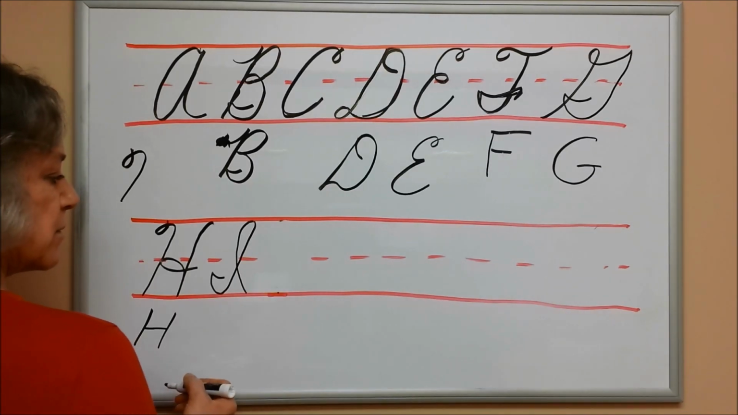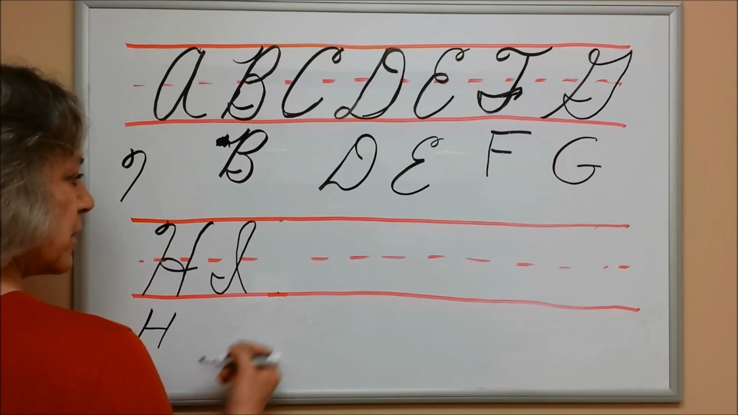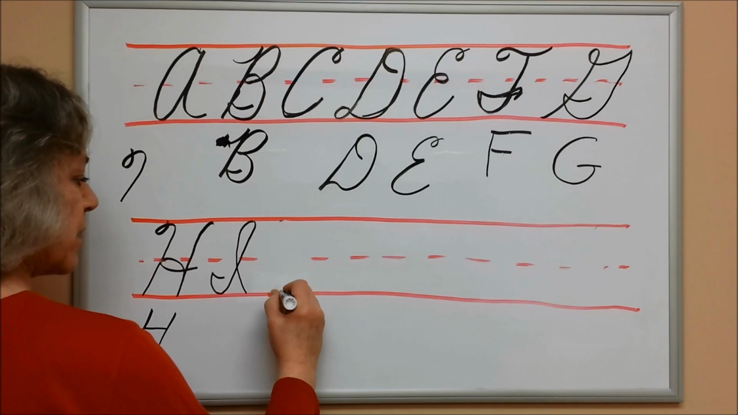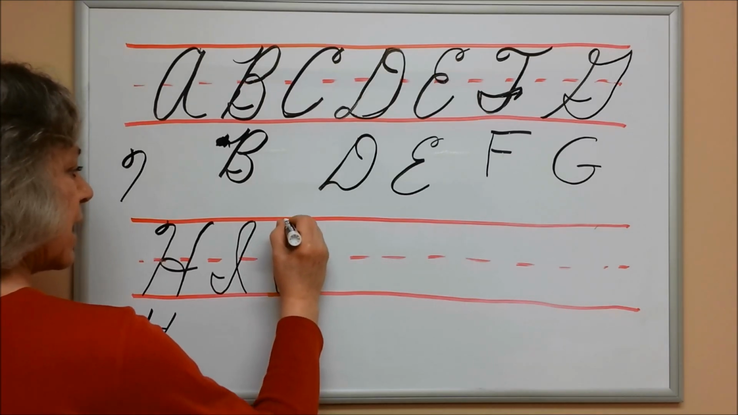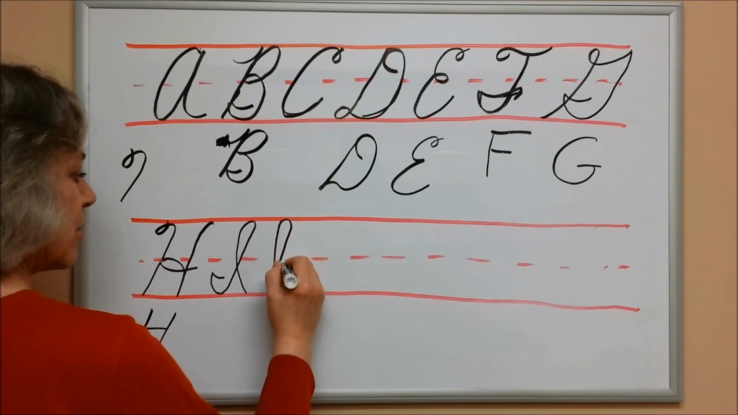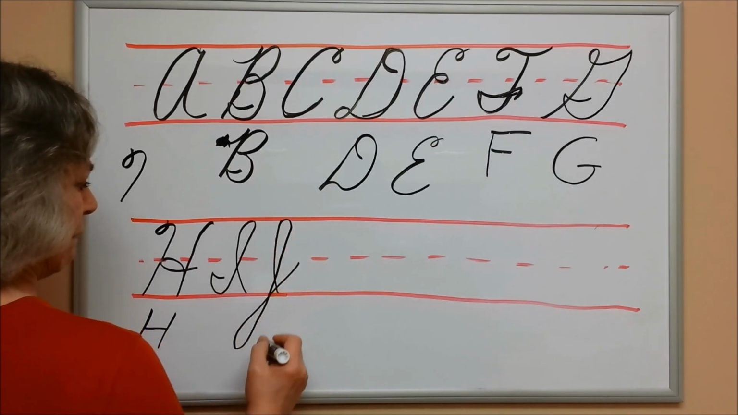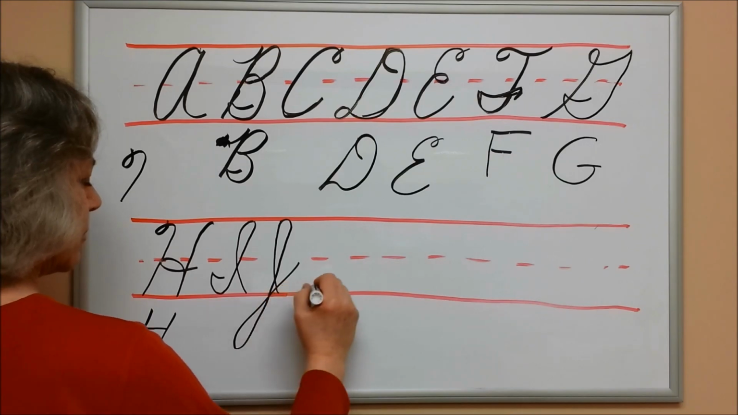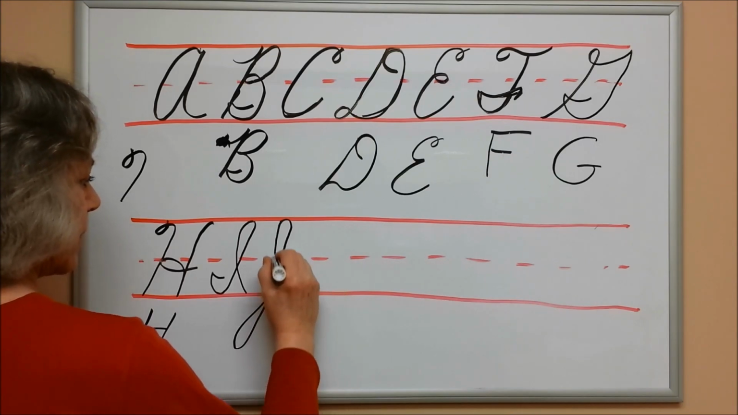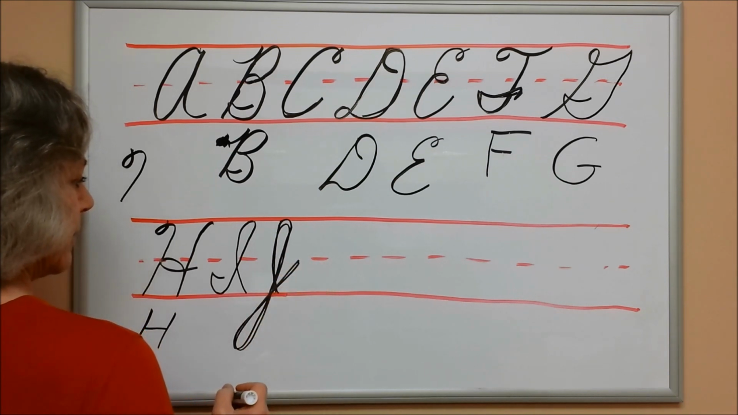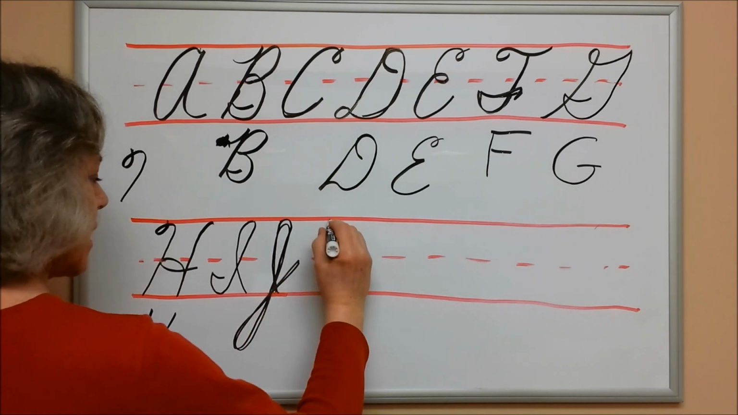The J is next. The J is one of the capital letters that goes below the bottom line. We start on the bottom line, we loop up, similar to the I, come back down, and go up. J.